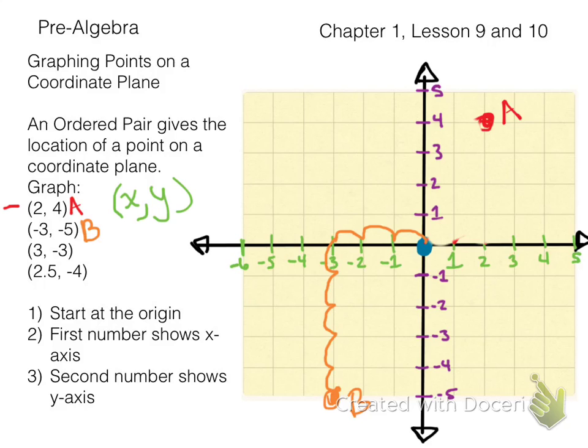Let me go ahead and erase some of those. Alrighty, you with me so far? Alright, next one up, I'm going to call it C. We're going to start at the origin, and we're going to go over 3. Then we're going to go down 3 because the y is negative. So this is the point C.